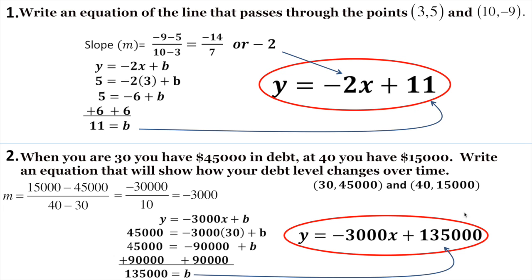Check your answers here. Hopefully you find out that this one was -3,000x plus 135,000. So let's talk about that for a second. -3,000x, so -3,000 is your slope on this one. What does that mean? Well, that's the amount of debt you have divided by the number of years. So it's -3,000 over 1. So that means every year you're paying off $3,000 in debt is really what that one boils down to.